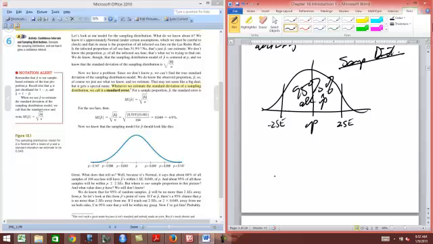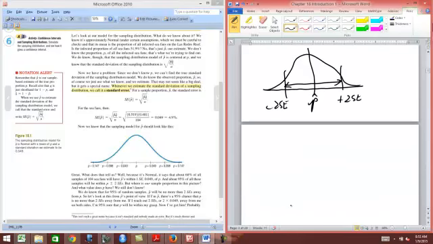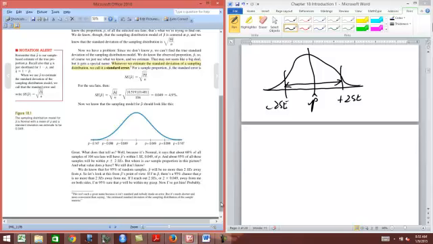Therefore, we can conclude that if we take a given p hat and we go plus 2 SEs and minus 2 SEs, p is somewhere in there. This confidence interval of 95%, we are 95% confident that p resides in that interval. It is some specific number in that interval. That's the logic. Okay, so on to the next page.